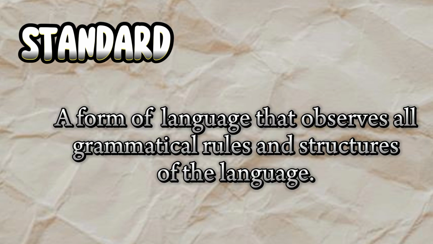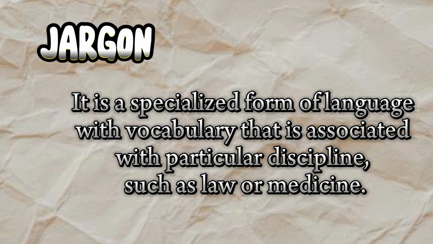So the first variety of language is standard. It is a form of language that observes all grammatical rules and structures of the language. The next variety of language is jargon. It is a specialized form of language with vocabulary that is associated with a particular discipline such as law or medicine.